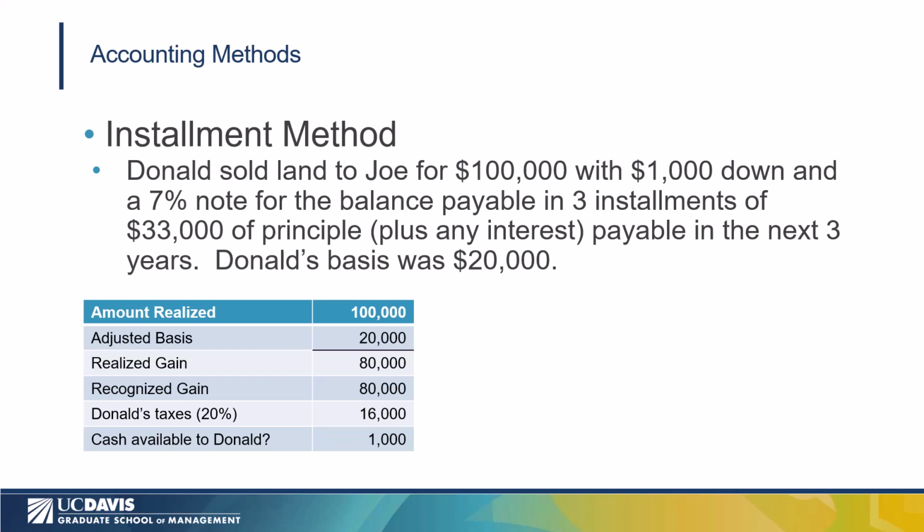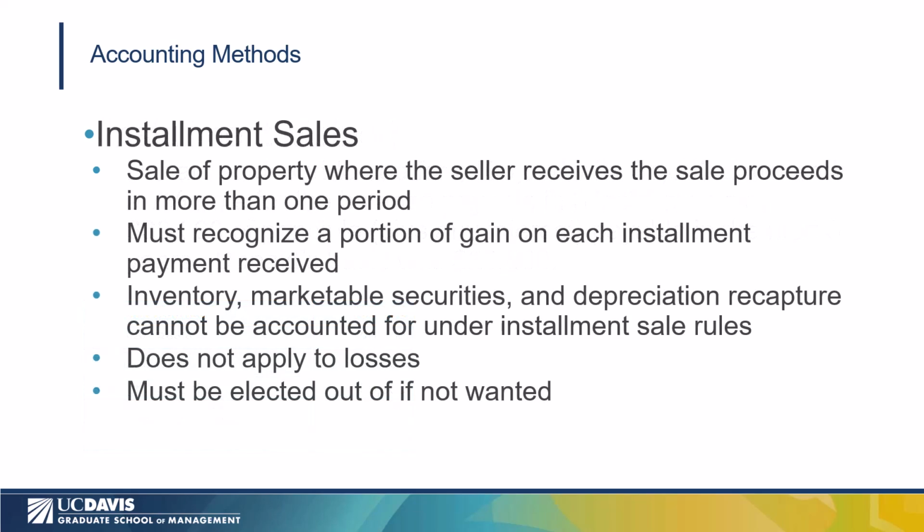If there were no such thing as the installment method, we'd have a recognized gain of 80. If Donald paid a 20% capital gains tax on that, he'd owe tax of $16,000. The problem is he's only been paid $1,000 of cash. And this is why we have the installment method, right? To help better match proceeds with the payment of the tax. So an installment sale applies where there's a sale of property where the seller receives the sale proceeds in more than one period. In this case, you'll recognize a portion of the gain on each installment payment received.